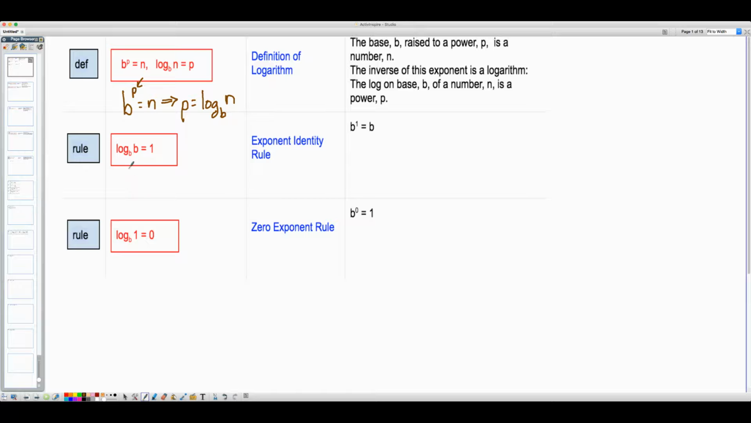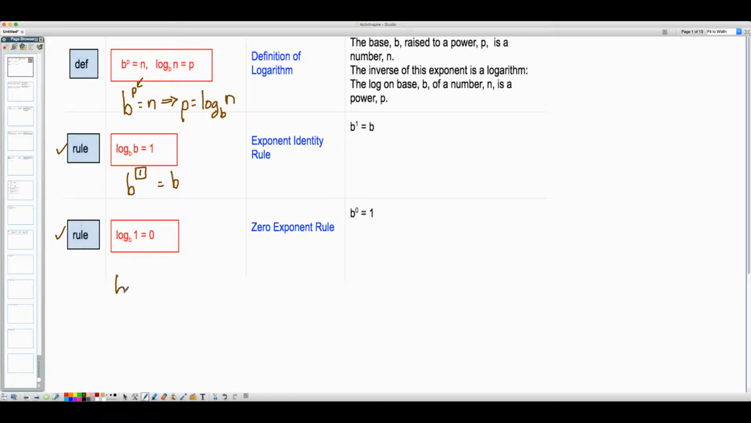And this makes perfect sense. If you think, what power do you raise b to in order to equal the number b? So base to a power is equal to a number. Well, it's 1. If you raise b to the 1 power, you get b. So this is a rule that goes with the definition.